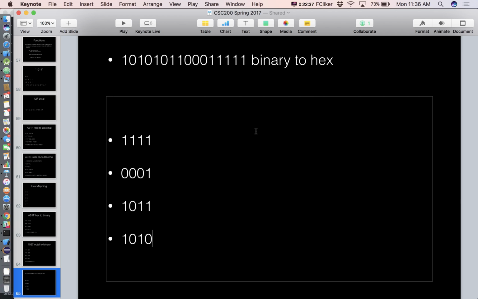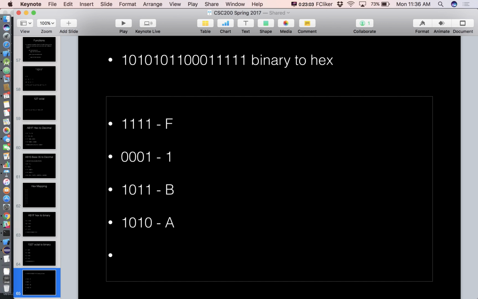All right, so I was able to take these in 4 buckets, then convert each of these into their hexadecimal equivalent. This is an 8, 9, 10, 11, so that's a B. 11 converts to a B. This is an 8 plus 0 plus 2, so this is a 10, which is an A. Final answer is AB1F. So that's the hexadecimal equivalent of this scary binary number.